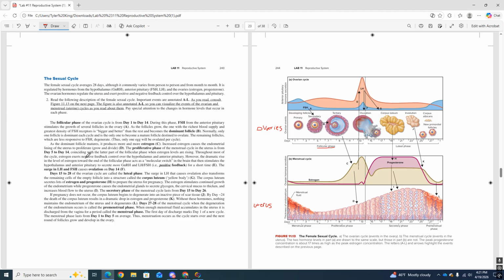So days 15 to 28 of the ovarian cycle are called the luteal phase. That surge in LH that causes ovulation also transforms the remaining cells of that empty follicle, that discarded follicle, into a structure called the corpus luteum, the yellow body in Latin. Letter G here, as you can see.